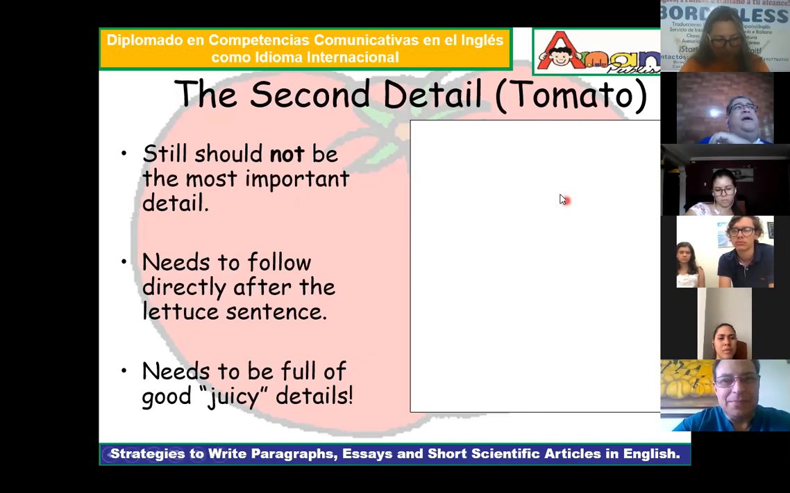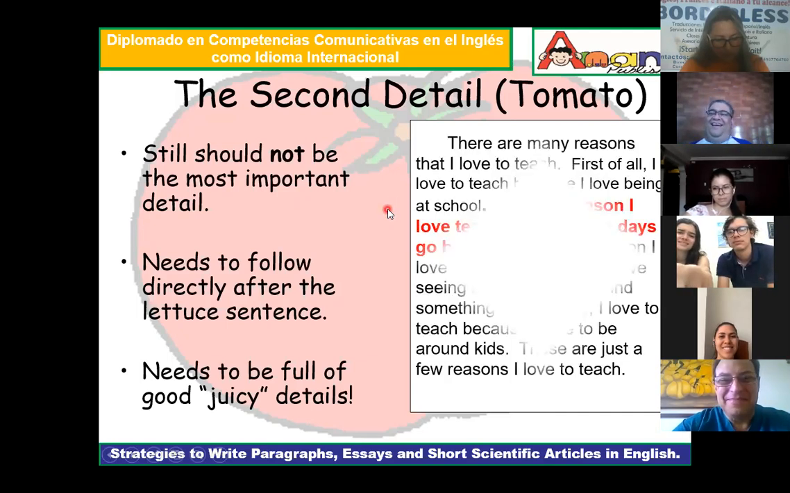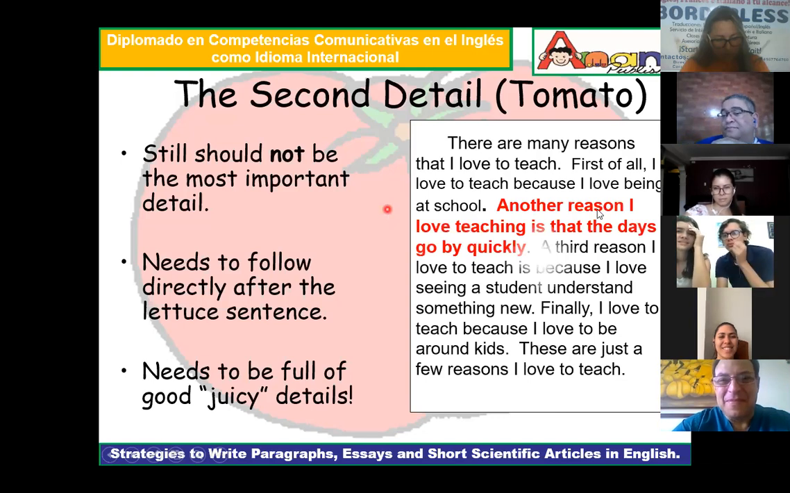By the way, do you like tomatoes? Yes, I do. Tomatoes are delicious. They are the best. With salt and sugar, raw, and eat them. With cheese, with mozzarella.